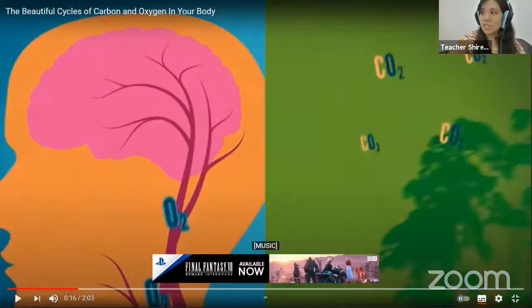Okay, oxygen is also called O2. Oxygen is O2. Carbon dioxide is CO2. Please type in the chat. O2, that is the scientific name, is called oxygen, while CO2 is carbon dioxide. This is a chemical compound.